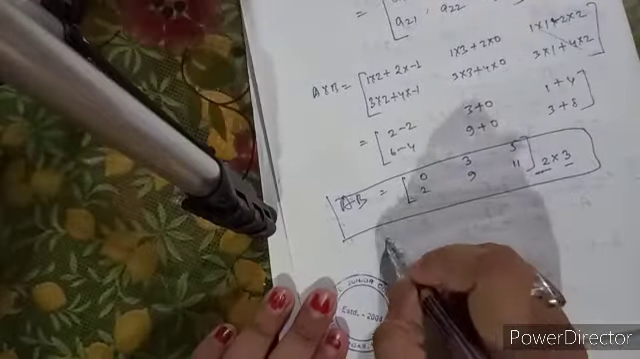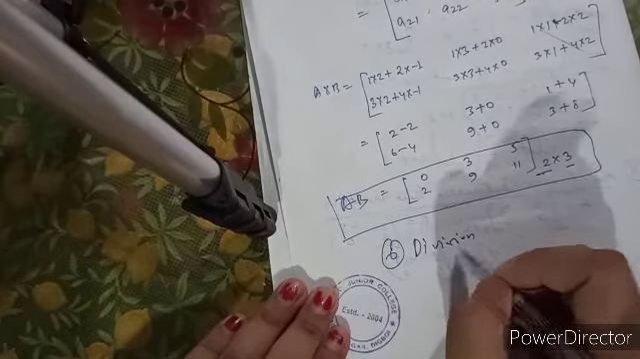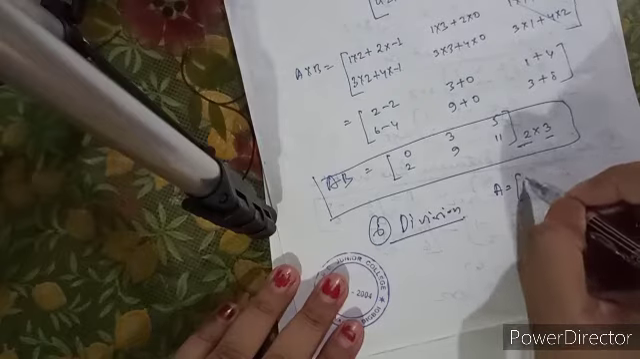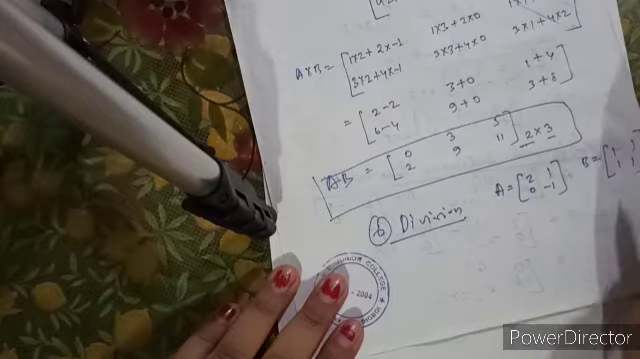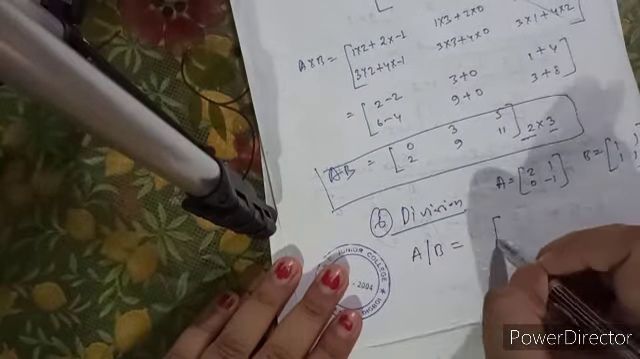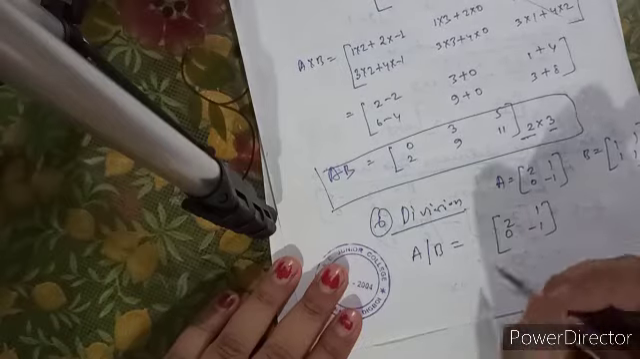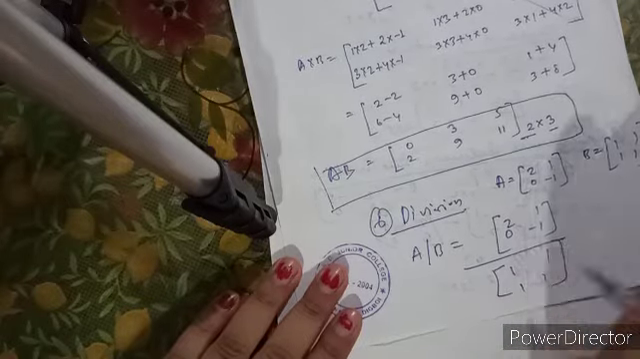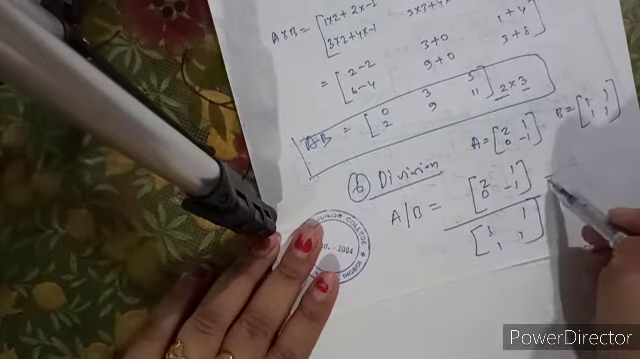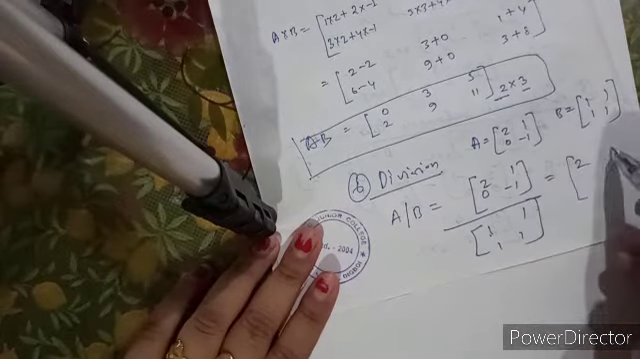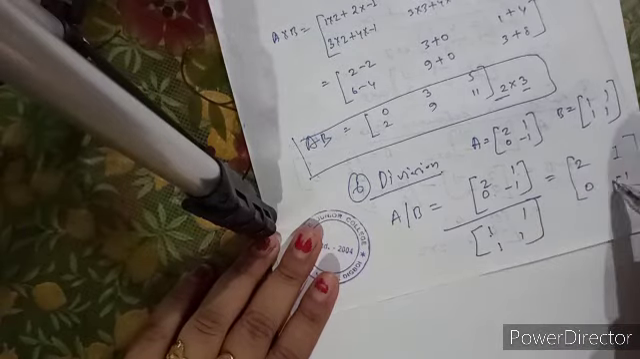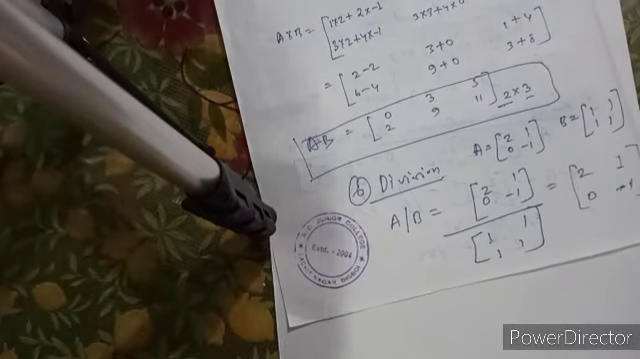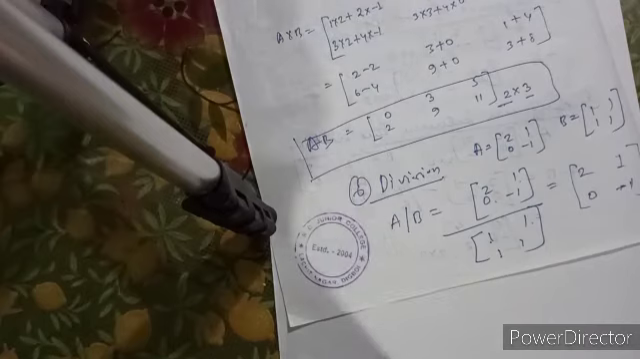And the last is division. Suppose I write A equal to 2, 1, 0, -1 and B I am writing 1, 1, 1, 1, and I am telling you to divide. That is 2, 1, 0, -1, you have to divide with 1, 1, 1, 1. So this 2 must be divided by 1, 2 by 1 will be 2, 1 by 1 will be 1, 0 by 1 will be 0, and -1 by 1 will be -1. So this is the division operation of a matrix. So these are the 6 important operations we can do in a matrix. Thank you.